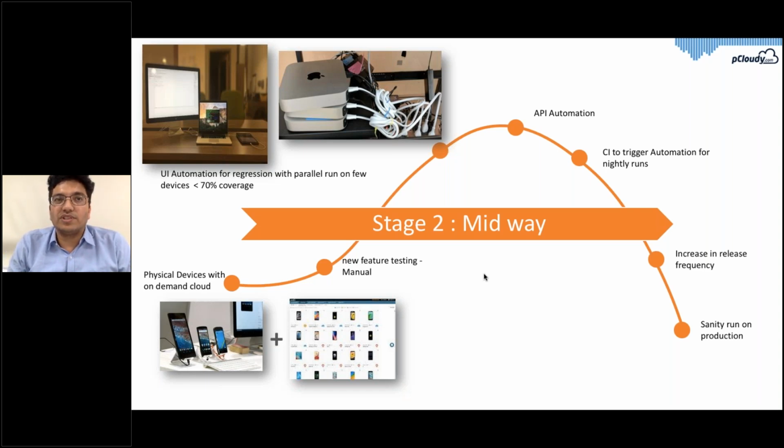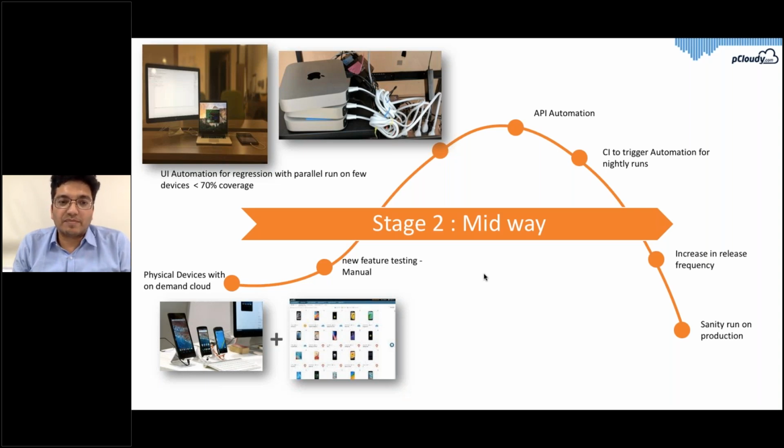realize is that their local physical device lab is not enough, so they need access to an on-demand cloud lab as well. That's where they look at solutions like Pcloudy. So they use these solutions in conjunction with their physical labs. So it's now a combination of their physical devices with the on-demand cloud. The new feature testing still happens manually, but now they have invested in certain infrastructure to build parallel runs.